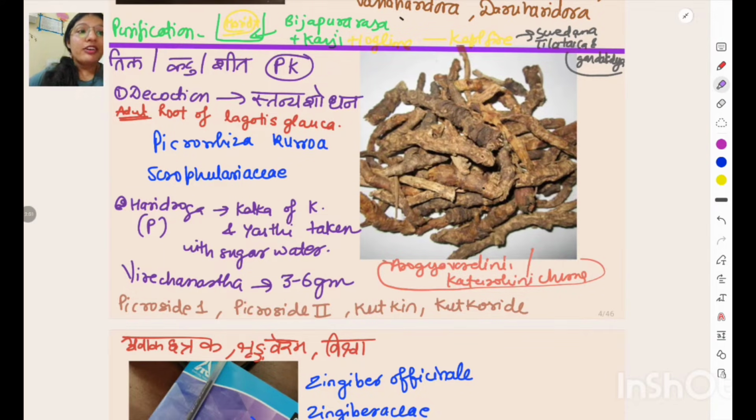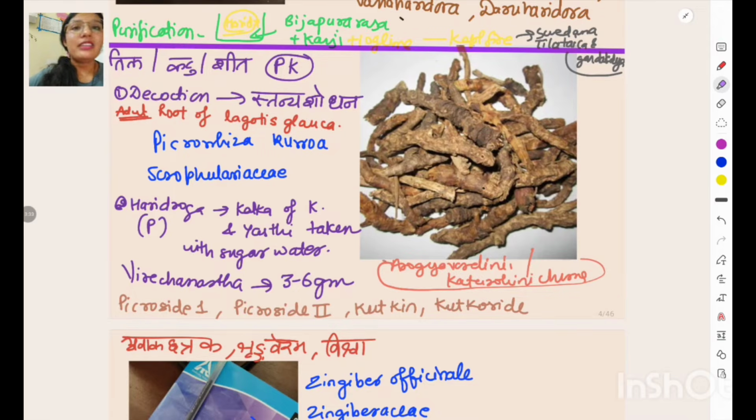And you know, it's one of the major drugs in a very important formulation that we have studied in R&B. You have to comment the answer: what is that formulation that has one of the major phytochemicals as Katuki? Okay, then in Hridroga, specifically Pittaja Hridroga, Kalka of this Katuki and Yashti Madhu is given with sugar, and the important chemicals are picroside 1, picroside 2 and Kutkin. And next is, oh, I have already written the answer, you can see from here also, but you can comment with another formulation other than this also.